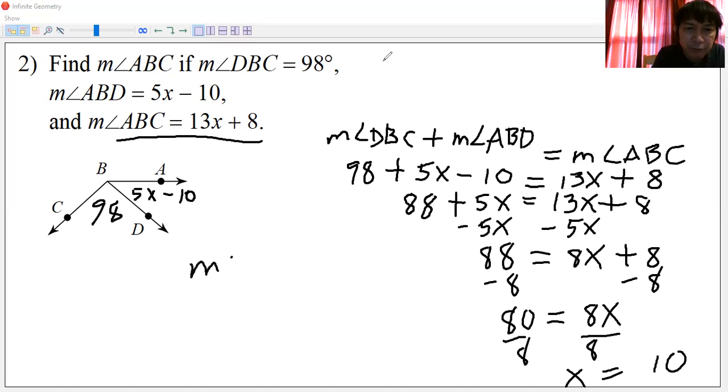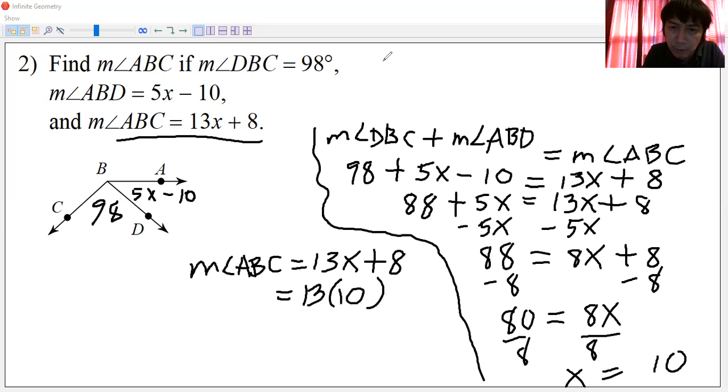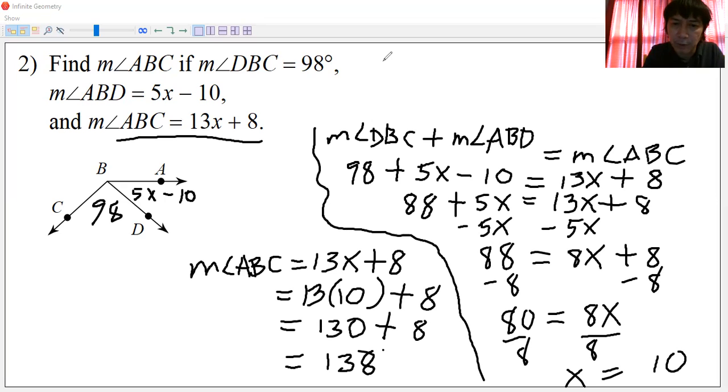So the measure of angle ABC is equal to 13x plus 8. Okay, let's put the dividing line there. All right. So we have 13x plus 8. Substitute the 10 in place of x. So this will be 13 times 10 plus 8. And we have something like 130 plus 8. And it looks like we have 138 degrees. So this is 138. Okay, 138 degrees.